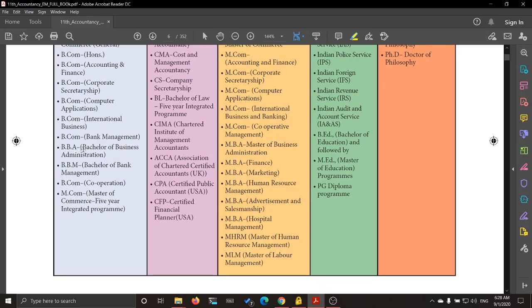This BBA refers to Bachelor of Business Administration. Then you have Bachelor of Bank Management, and then BCom Cooperation, and then you have an integrated program of 5 years. Integrated means you join this MCom integrated course, with 3 years of BCom, followed by 2 years of MCom, and you come out as a postgraduate. So this is an integrated course for 5 years.